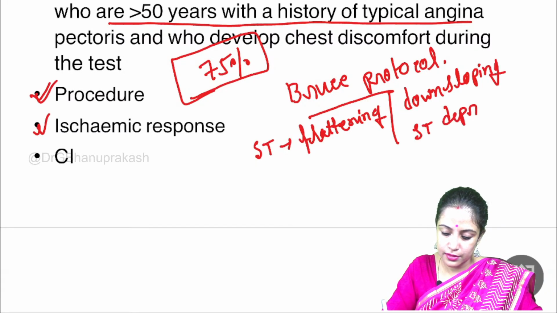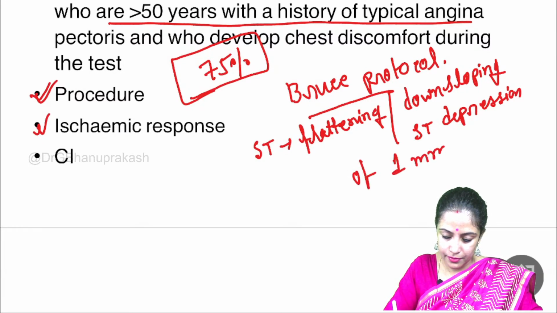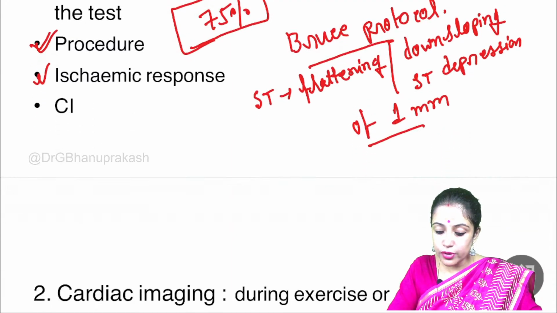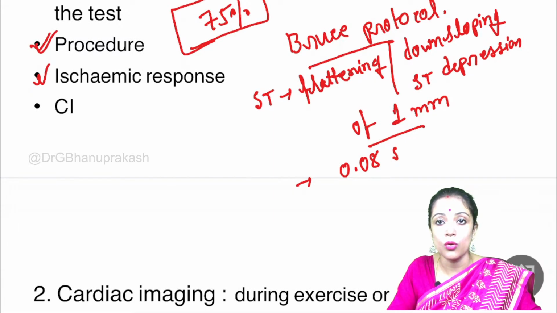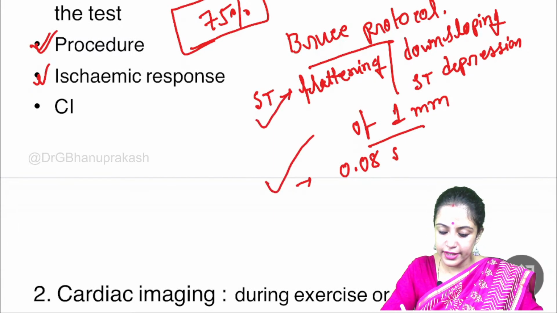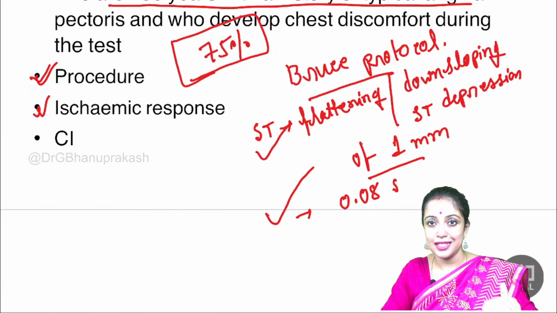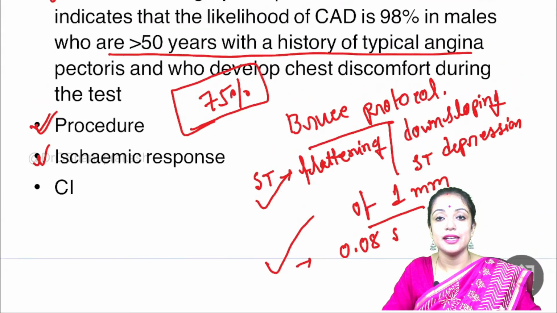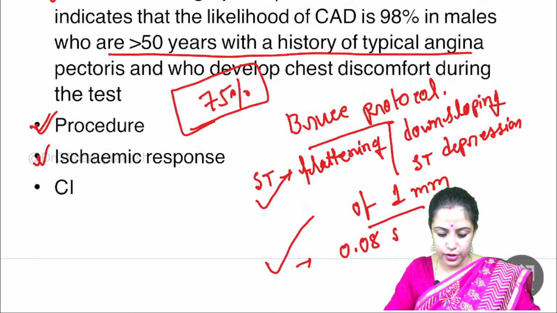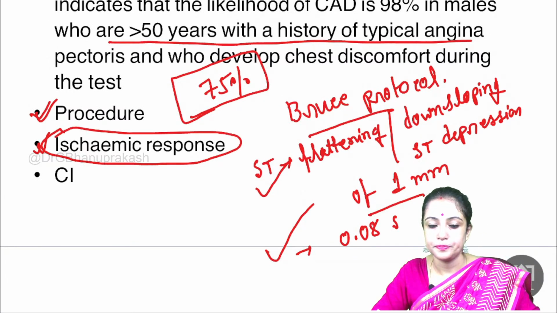ST depression of 1 mm, and the duration of it is 0.08 second or more. If these two criteria are fulfilled, then we call that test a positive treadmill test or positive stress test. And then the patient has a very high likelihood of having coronary artery disease. That is the ischemic response. That means when we say the test is positive.